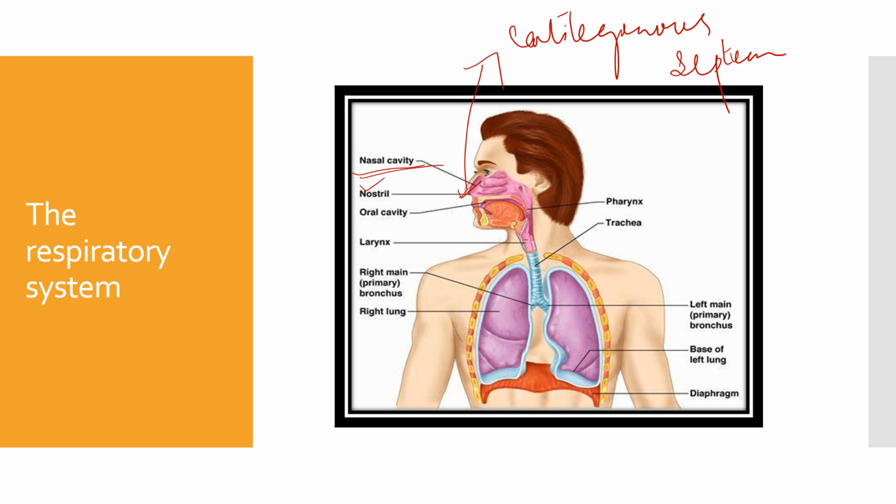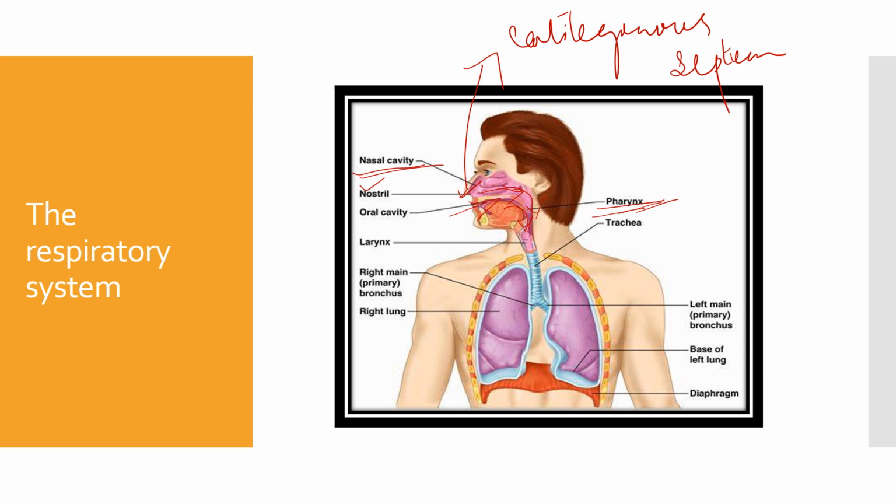Now next to the nasal cavities comes the pharynx. What is the function of the pharynx? You can see that after the nostril, the nasal cavity opens into the pharynx, which is a common area for both the digestive and the respiratory tract. Food is coming through the oral cavity, and the air is also coming, which is inhaled through the nostrils. So it is a common area for both food and air.